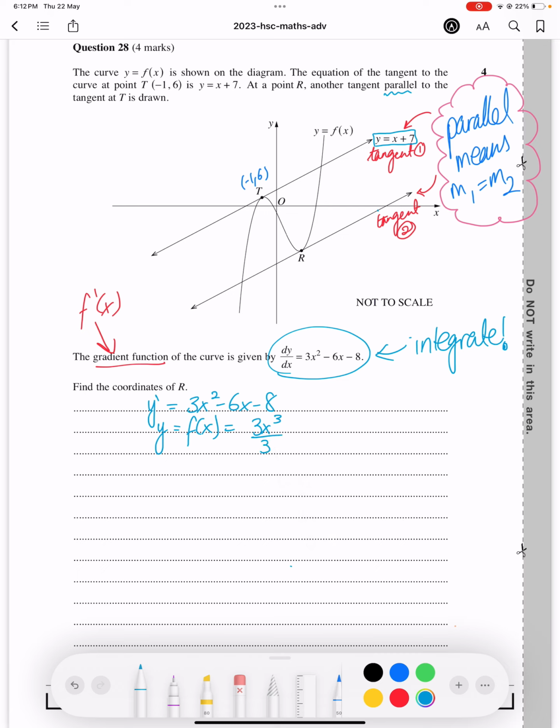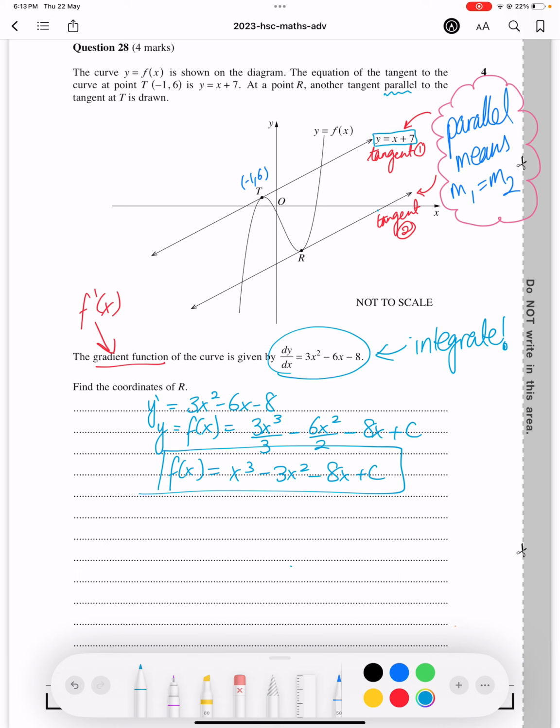Remember, add 1 to the power, divide by the new power. Add 1 to the power, divide by the new power. And don't forget to add c, since this is an indefinite integral, and we need points to actually find out what that c actually is. So therefore, f of x equals x cubed minus 3x squared minus 8x plus c. I will box that because I will need to come back to it.